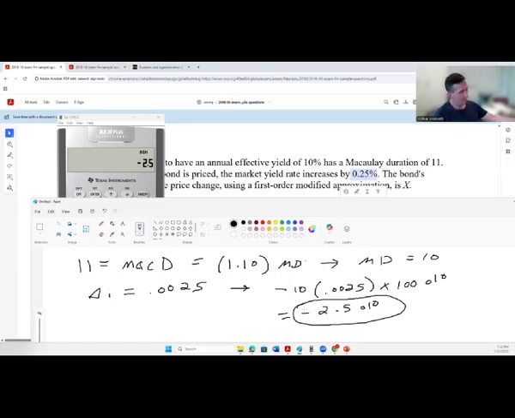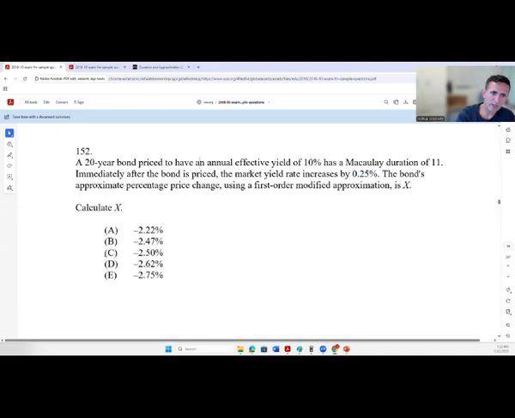So the price of the bond decreases by 2.5% roughly if we go from a yield of 10% to 10.25%. And that's right. The one thing to be clear, I don't care if this is a bond, an annuity, or whatever it is. That's completely irrelevant. They're just giving you all the information you need to do first order modified approximation.